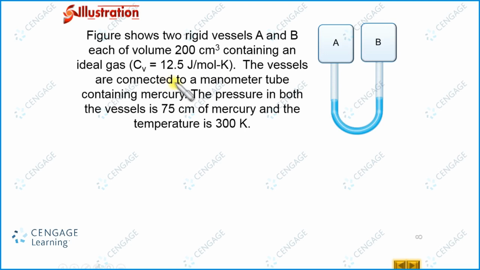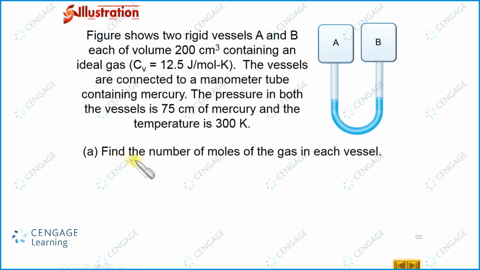The vessels are connected to a manometer tube, and this manometer tube contains mercury. The pressure in both vessels is 75 centimeter of mercury and the temperature is 300 Kelvin. You can observe here that the level of the mercury on both sides of the manometer is equal. That means the pressure is equal, 75 centimeter of mercury, and the temperature is also the same. We are asked to find the number of moles of the gas in each vessel.